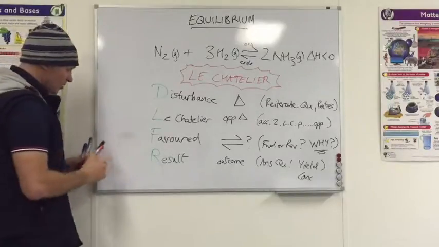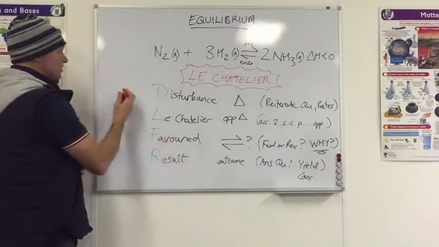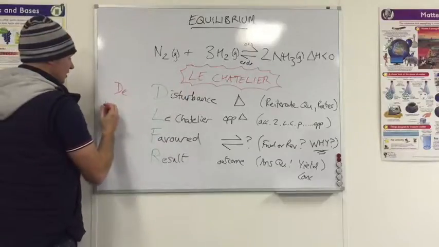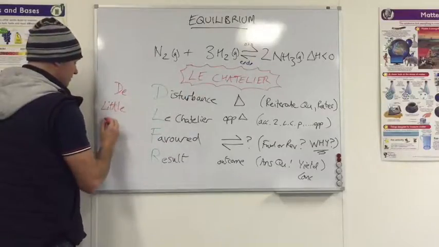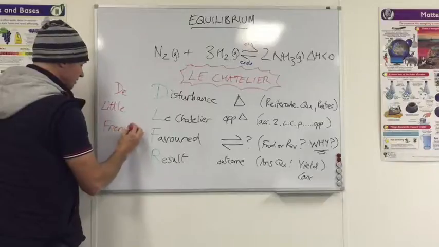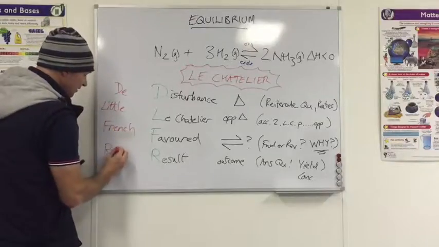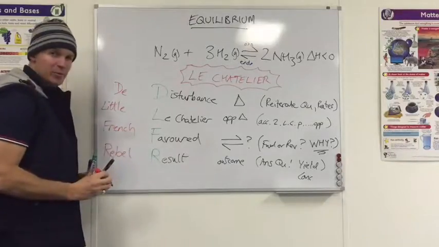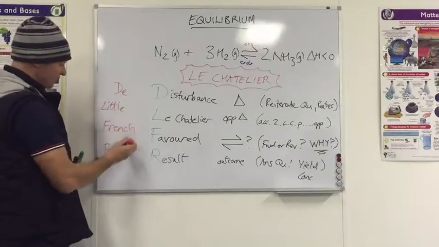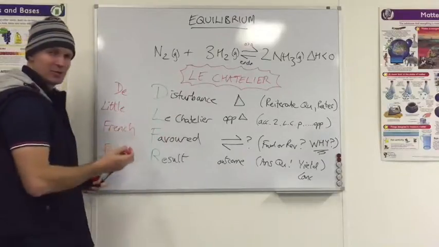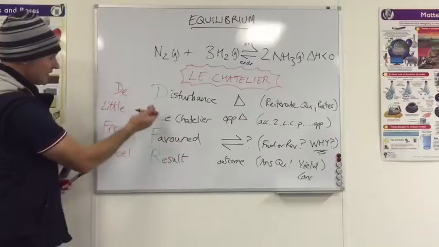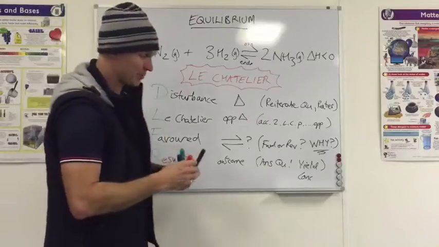And a great way to remember DLFR is it's actually not a bad description of Le Chatelier himself. But you do have to say it with the correct accent. Die little French rebel. There you go. He's definitely French, definitely rebellious. I don't know how big he was, but that'll help you to remember DLFR. That's a nice way to explain equilibrium.